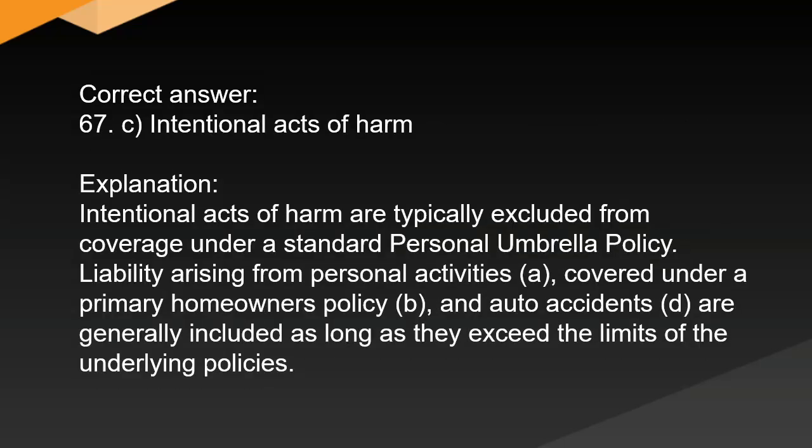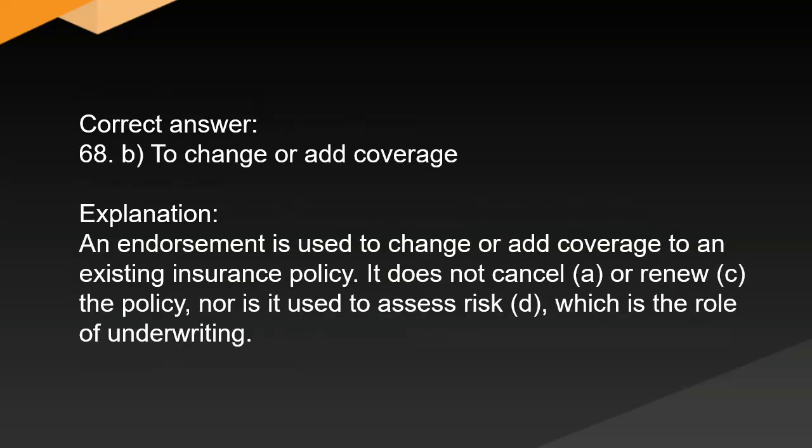Correct answer: C. Intentional acts of harm. Explanation: Intentional acts of harm are typically excluded from coverage under a standard personal umbrella policy. Liability arising from personal activities, A, covered under a primary homeowner's policy, B, and auto accidents, D, are generally included as long as they exceed the limits of the underlying policies.